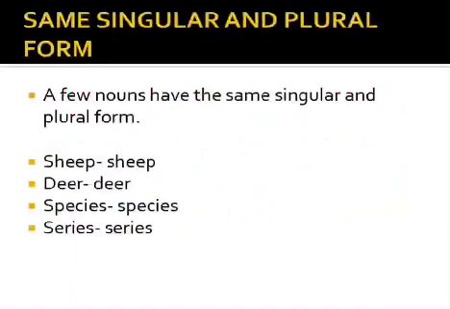Some singular and plural forms of irregular plurals. A few nouns have the same singular and plural form. For example, sheep. The plural of sheep is sheep. The plural of deer is deer. The plural of species is species. And the plural of series is series only. In these words, as we can see, the noun doesn't change its form from singular to plural even when it's made into plural form. Such plurals are called irregular plurals.